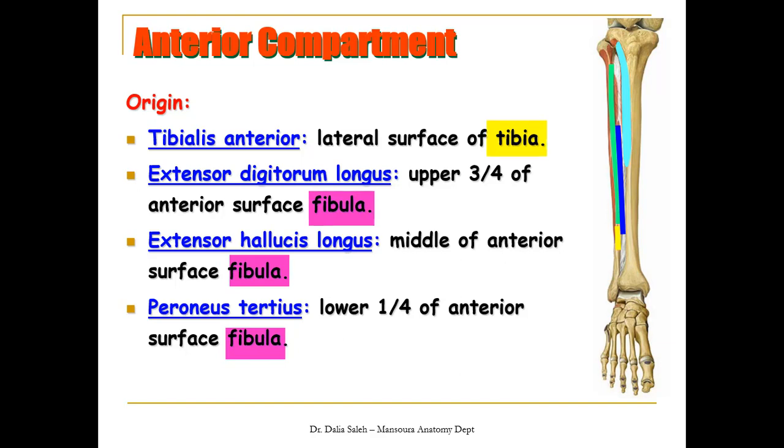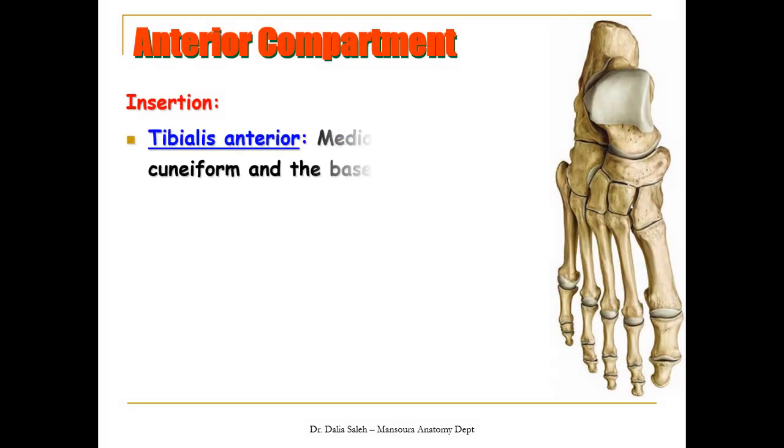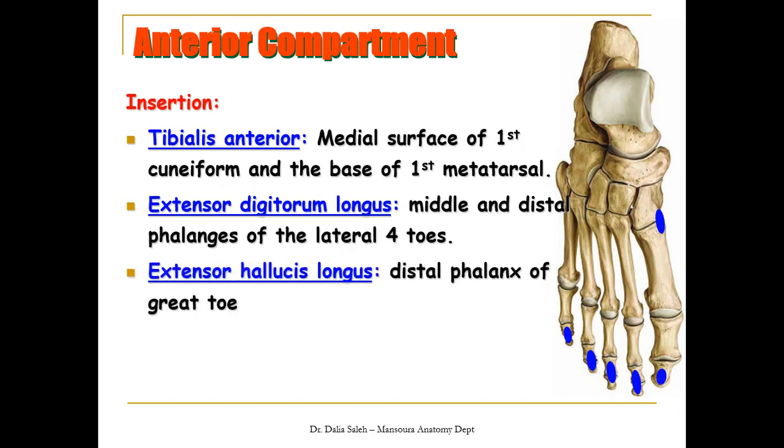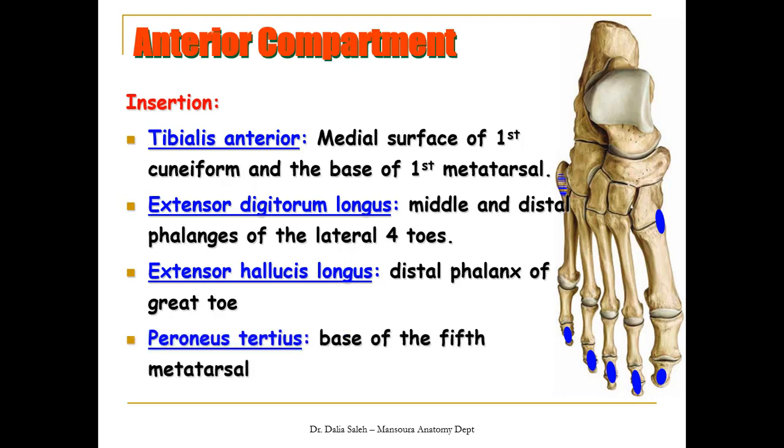from the fibula. For their insertion, the tibialis anterior has a tendon that is inserted into the medial surface of the first cuneiform, or the medial cuneiform, and the base of the first metatarsal bone, while the extensor digitorum longus splits into 4 tendons that are inserted into the dorsal surface of the middle and distal phalanges of the lateral 4 toes. Extensor hallucis longus inserts into the distal phalanx of the big toe, while the peroneus tertius inserts into the base of the 5th metatarsal bone.